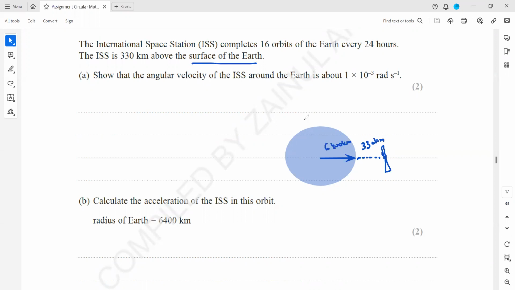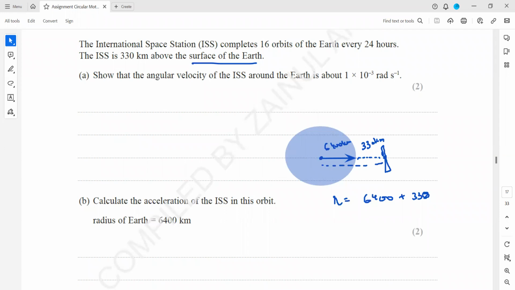So when we take a radius here, the radius is always calculated from the center. So what will the radius be? The radius is actually the sum of 6,400 plus 330. That will be the total radius, or the total distance from the center.